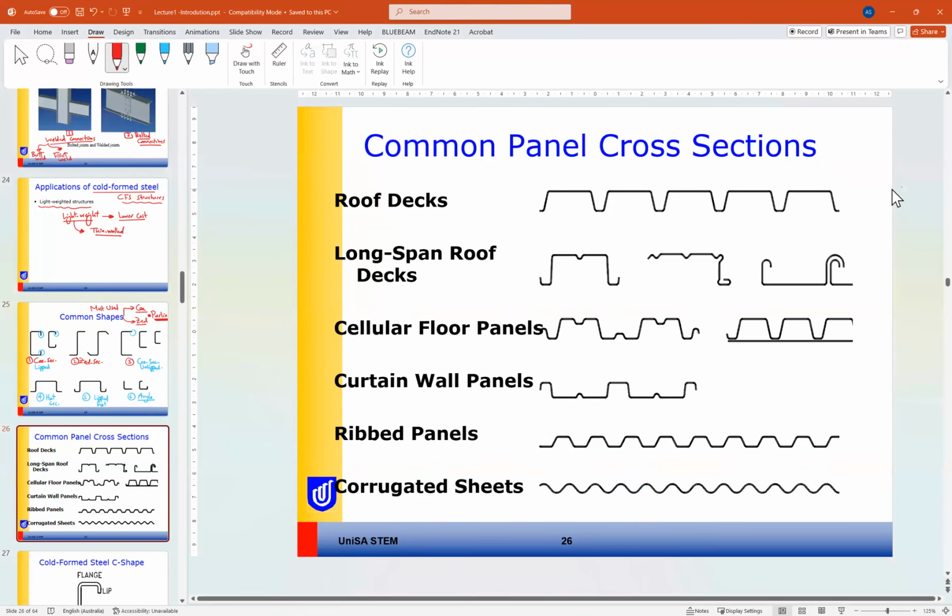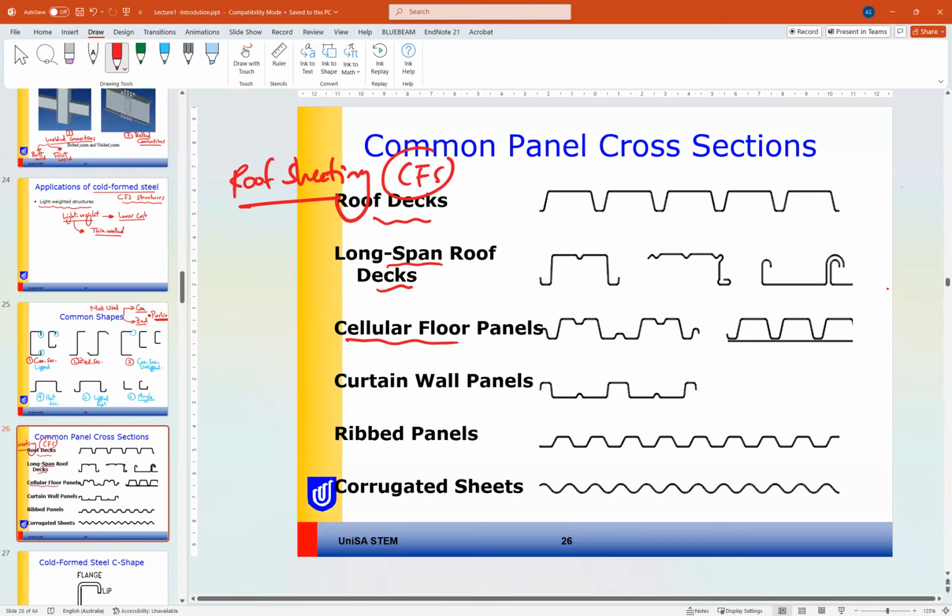And now we go to other common panel cross sections, like for example, roof sheeting. The roof sheetings are made of cold formed steel, CFS. So some roof decks, like this one here, the corrugated sheet, or long span roof decks, can be other shapes like this. If you need to select a roof sheeting, you can refer to the brochures or the tables of manufacturers like Lysaght or other manufacturers. A lot of profiles are available in the market.